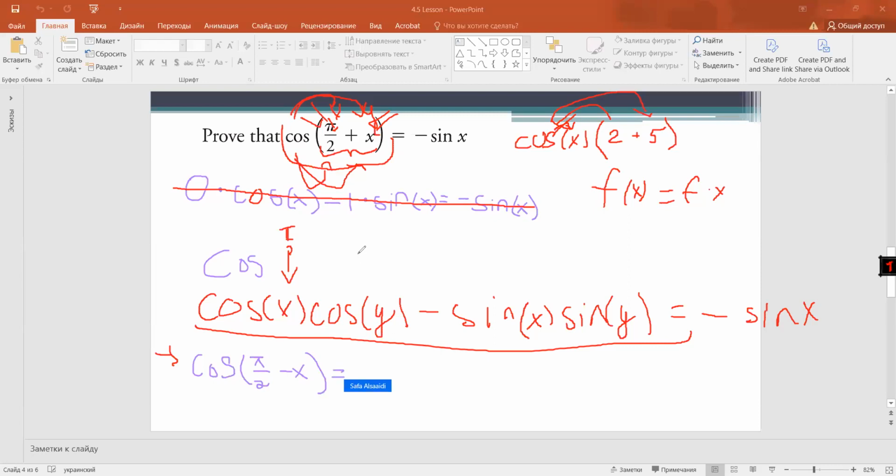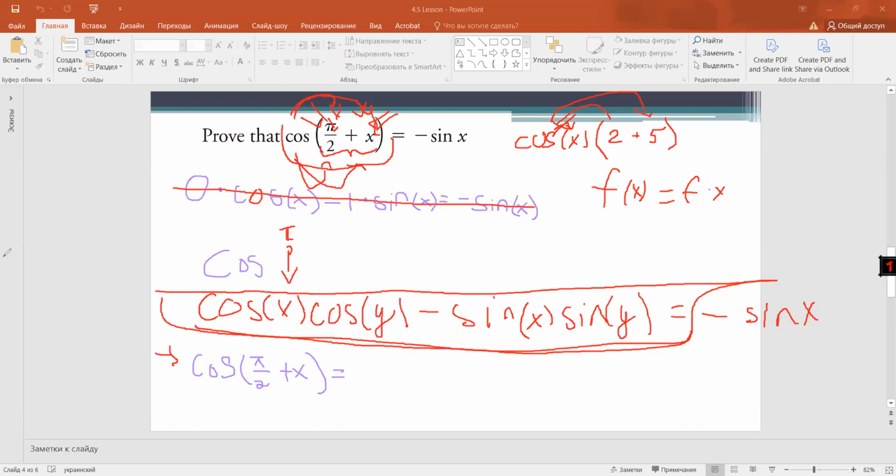Oh, no, I don't understand why you, oh, Safa, I'm sorry. Safa, I don't understand why you subtract x from pi over 2. Are you using this formula right here? Because if you use it, you only need to substitute pi over 2 for x and x for y.